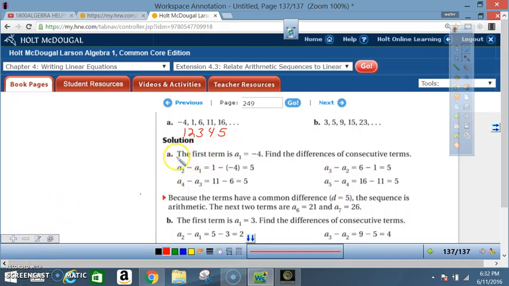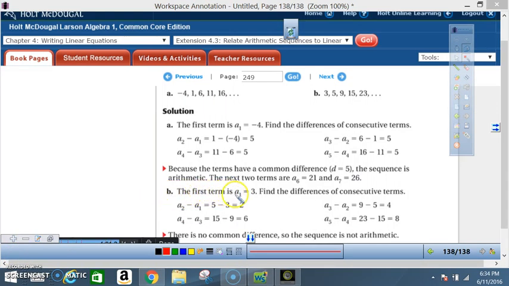Notice when you're writing your terms, you don't just write 1. You have to write a1, a2, a3, and the differences a2 minus a1, a3 minus a2, a4 minus a3, a5 minus a4. The common difference you refer to as d. To find the next two terms, since the common difference is 5, what is 5 plus 16? It's 21. That's a6. To find a7, it would be 21 plus 5, which is 26. So a6 is 21 and a7 is 26.